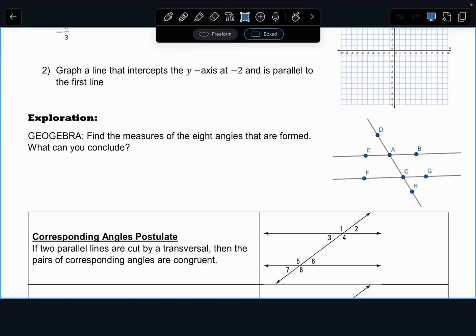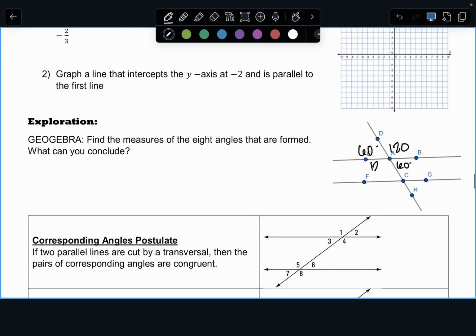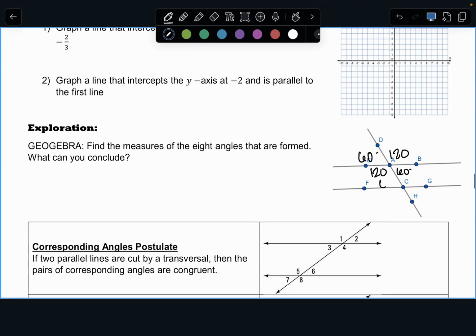Okay. So, someone tell me, what do we get for angle DAE here? 60. What about the one next to it, DAB? 120, okay. What about BAC? 60. What about EAC? 120. What about FCA? 60. ACG? 120. FCH? 120. GCH? 60. Does anyone see a pattern?